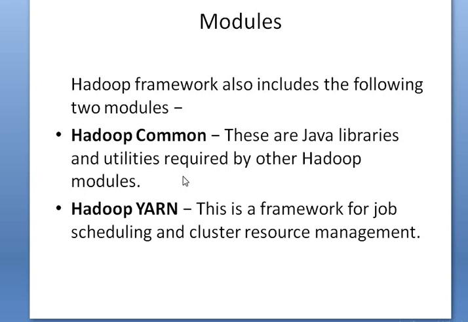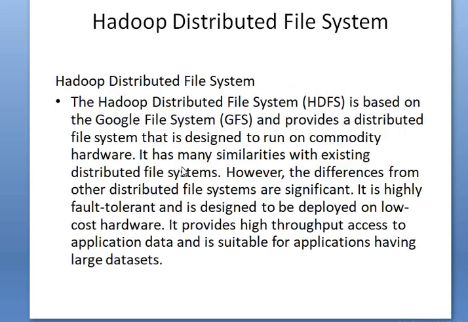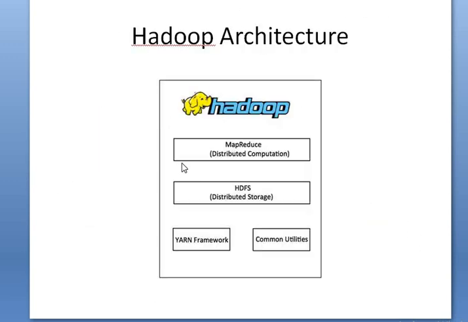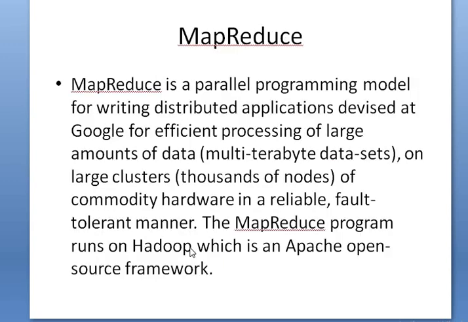So we are having the modules Hadoop Common and Hadoop Yarn. In Hadoop Common, they are Java libraries and utilities required by other Hadoop modules. Hadoop Yarn, this is the framework for job scheduling and cluster resource management. See here the diagram. We are having Yarn framework and common utilities.